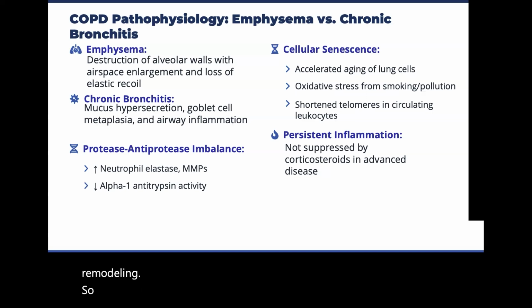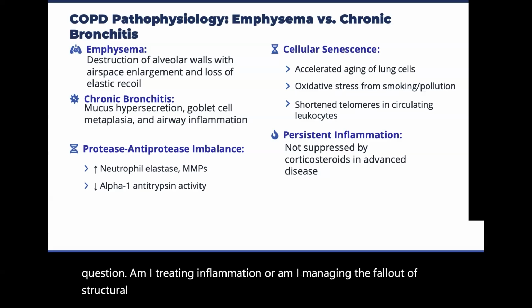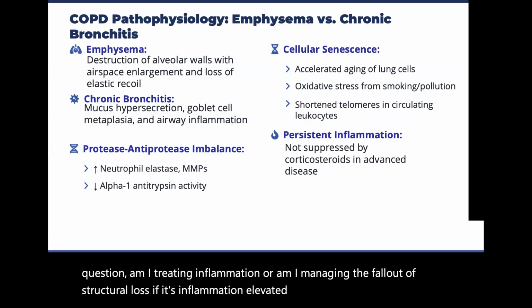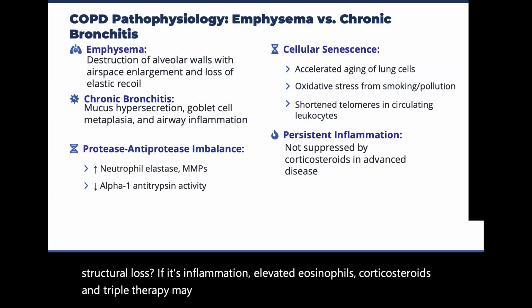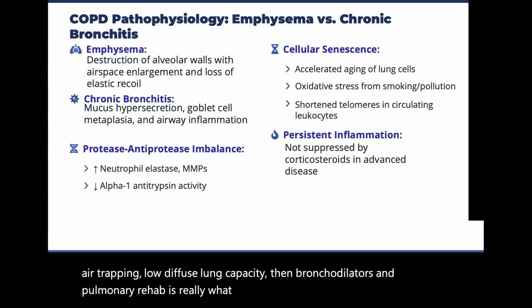So when you see a COPD patient, you always have to ask yourself this question: am I treating inflammation, or am I managing the fallout of structural loss? If it's inflammation, elevated eosinophils, corticosteroids, and triple therapy may help. But if it's structural loss, flattened diaphragm, air trapping, low diffusing lung capacity, then bronchodilators and pulmonary rehab is really what this person is going to need.